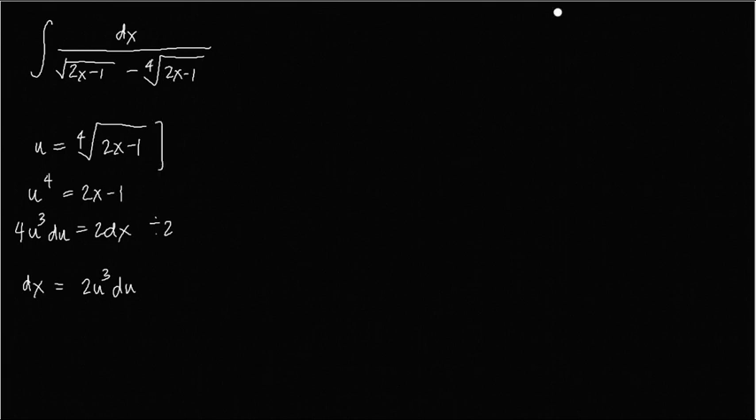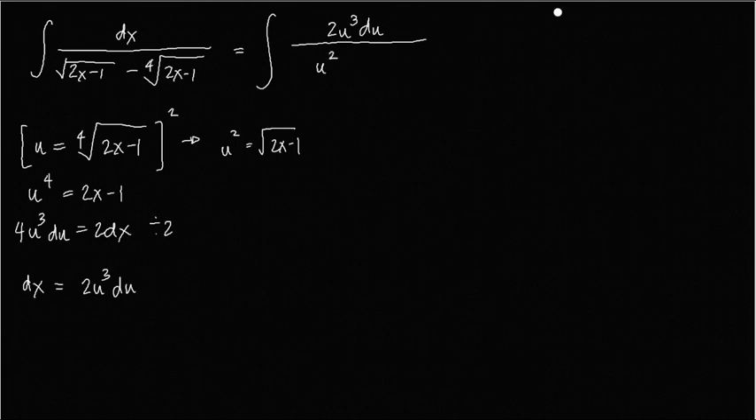So if we square this, we get u squared equals the square root of 2x minus 1. Then we substitute it here. Then our dx is 2u cubed du divided by, what is our square root of 2x minus 1? That is u squared, minus the fourth root of 2x minus 1, which is simply u. Factoring out 2, then we have u cubed du divided by, factoring out u here, we have u squared, or rather we have u minus 1.